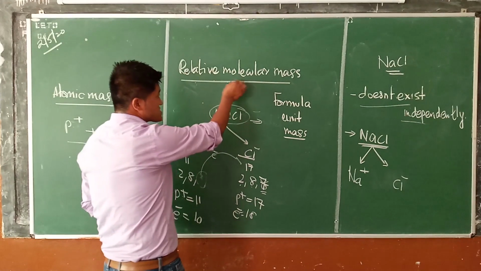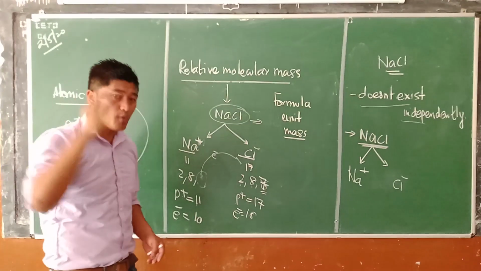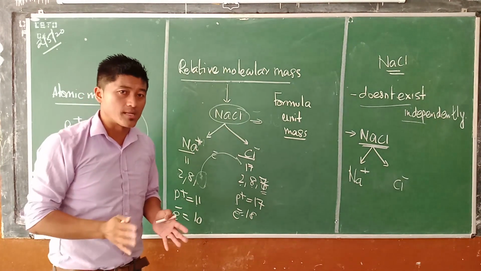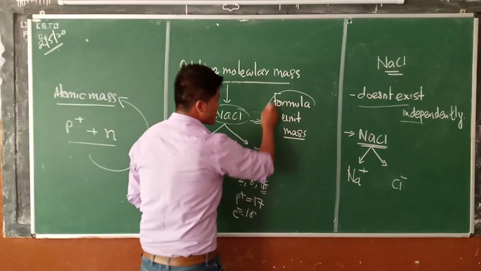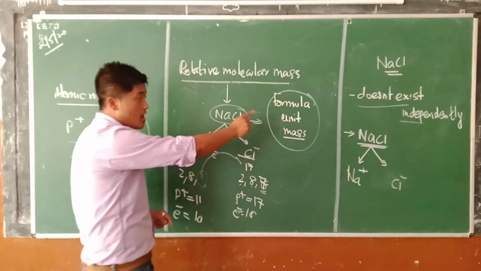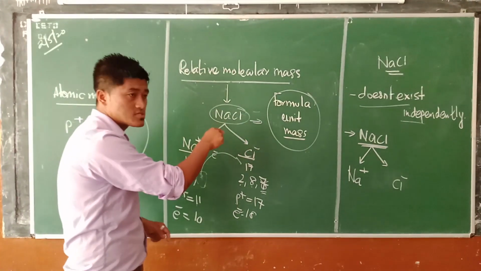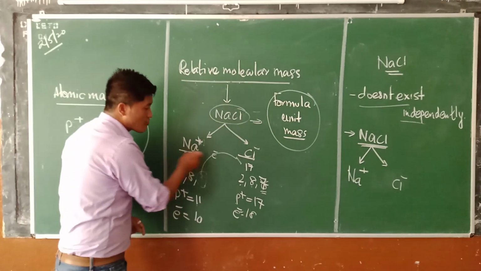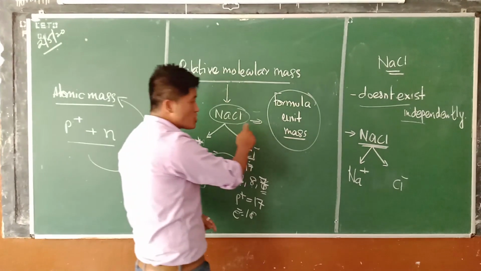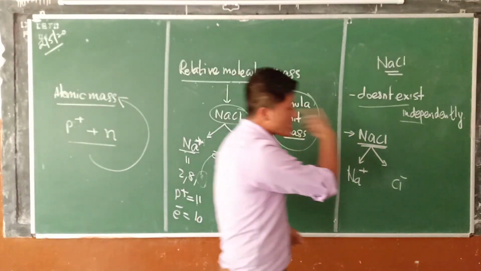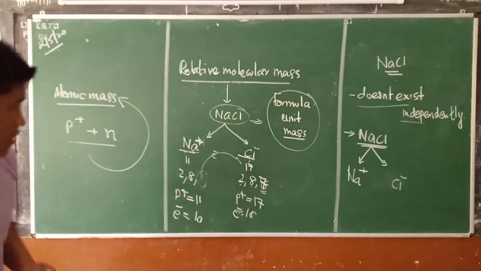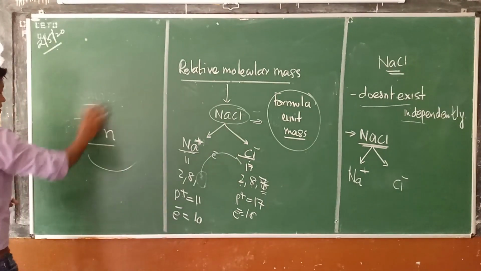Relative molecular mass is used on those molecules which are not ionic by nature and which exist independently. Whereas formula unit mass is used on those molecules which have the presence of ions, that is plus and minus here, and it is used on those molecules which don't exist independently. Is that clear? And on formula unit mass, I will add one more thing here.